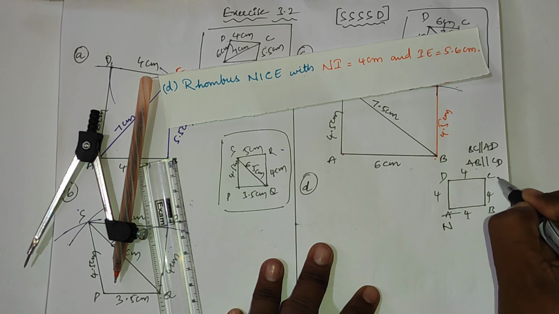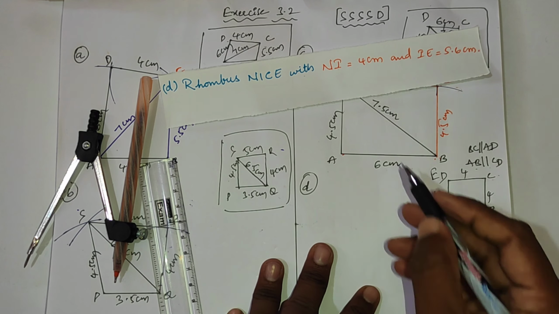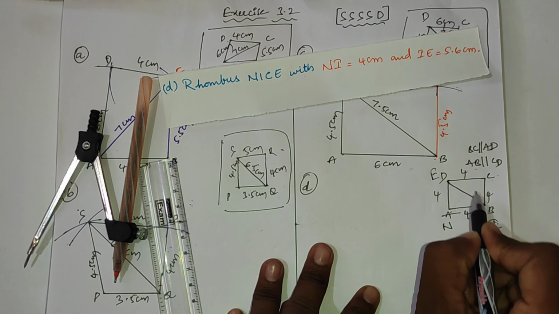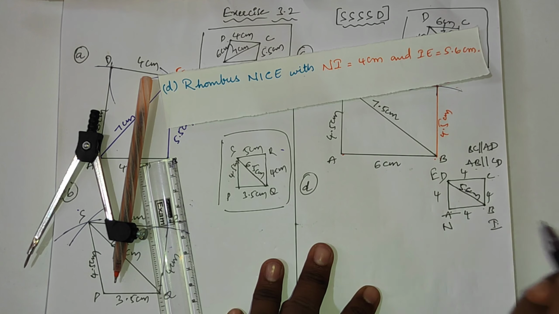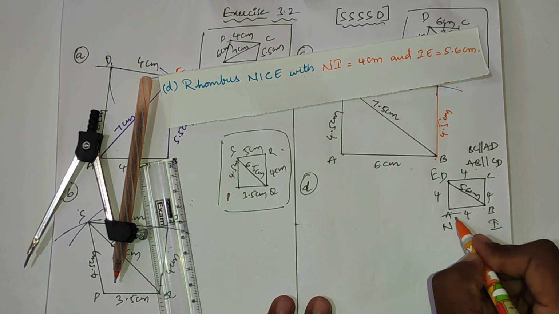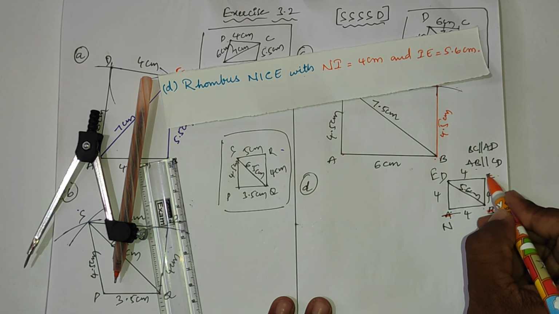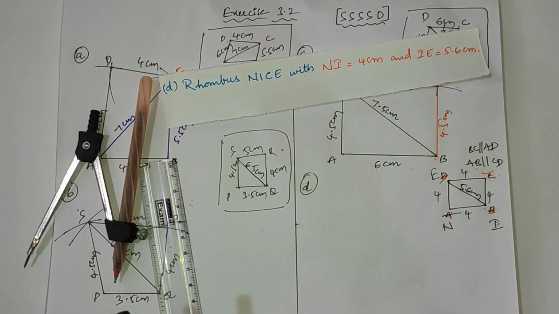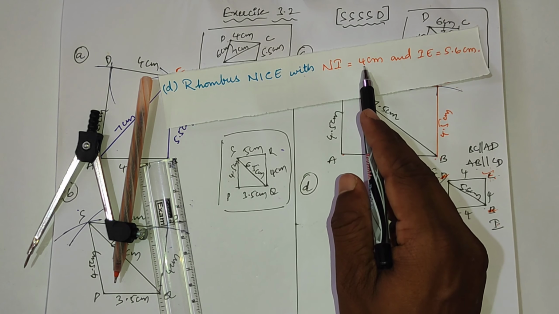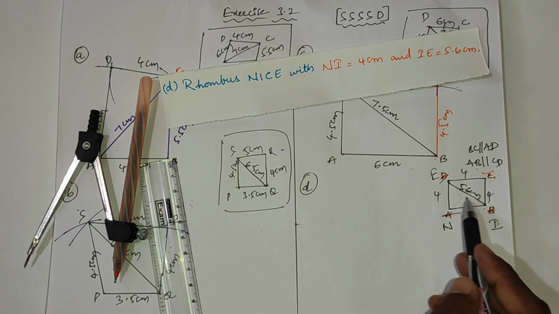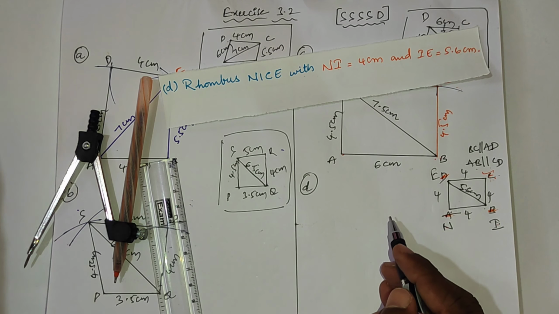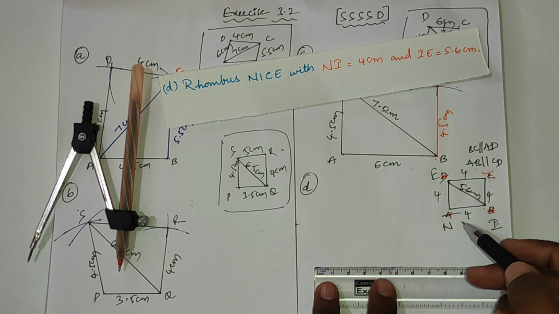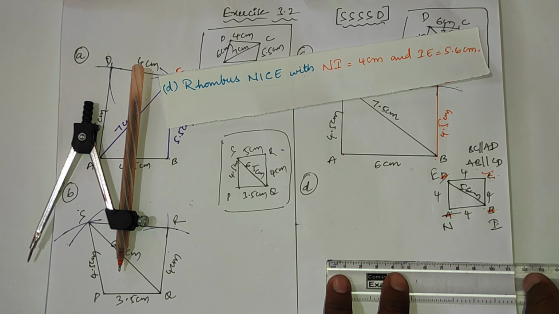N, I, C, E. NICE. And the given diagonal is what? IE. How much? 5.6 centimeters. So NICE is a rhombus with sides 4 centimeters and diagonal IE 5.6 centimeters. Okay, now we'll consider this one. So taking base as what? NI, 4 centimeters.